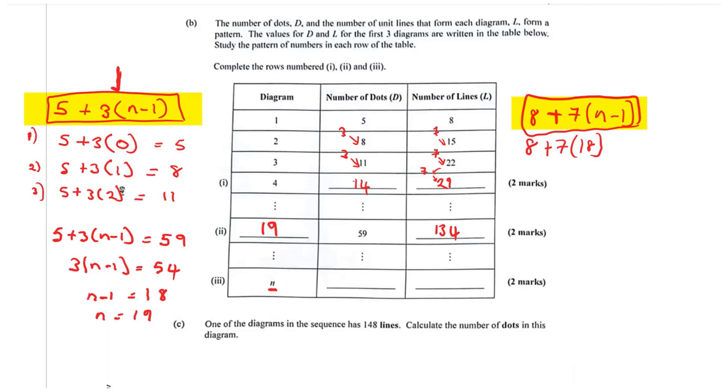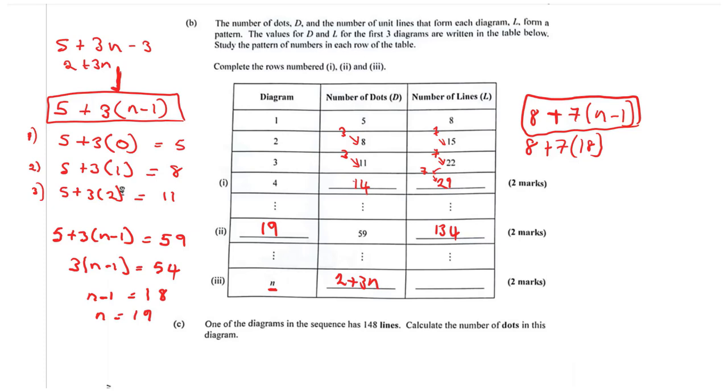But we can simplify it, right? If we expand, if we multiply throughout by 3 in the bracket, we're going to have 5 plus 3n minus 3. So adding and subtracting like terms, we're going to get 5 minus 3, that's 2, plus 3n. Therefore, the formula for the number of dots is 2 plus 3n.